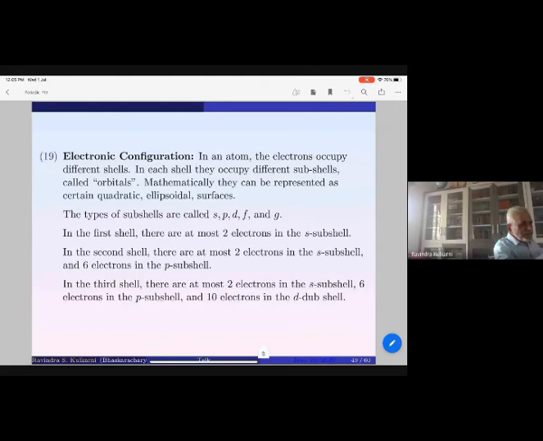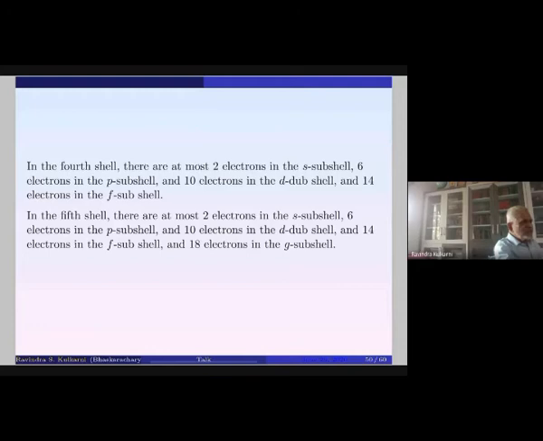The types of subshells are called S, P, D, F mostly, and there is also G. Now, in the first shell, there are at most 2 electrons in the S subshell, and that's the complete first shell. In the second shell, there are at most 2 electrons in the S subshell and 6 electrons in the P subshell. In the third, there are 2 electrons in S, 6 electrons in P, and 10 electrons in D subshell, and so on. Similarly in the fourth, there are 14 electrons in the F subshell, and in the fifth, 18 electrons in the G subshell.